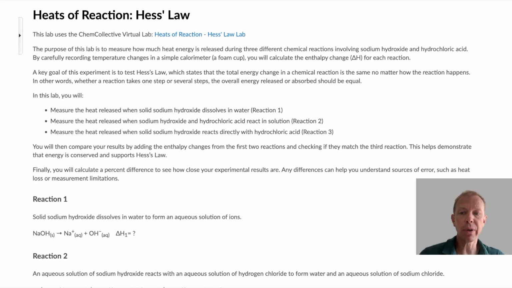We're going to carefully record temperature changes using a simple calorimeter, which is a foam cup, and we're going to calculate the enthalpy change for each reaction. Now, the key goal of the experiment is to test Hess's law, which states that the total energy change in a chemical reaction is the same no matter how the reaction happens. So in other words, when a reaction takes place in one step or in several steps, the overall energy released or absorbed should be equal.